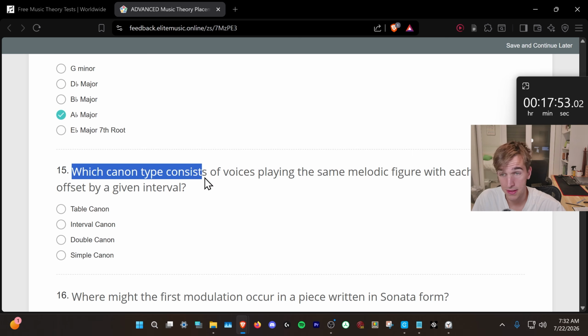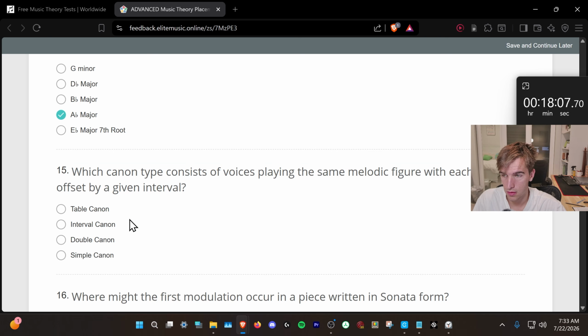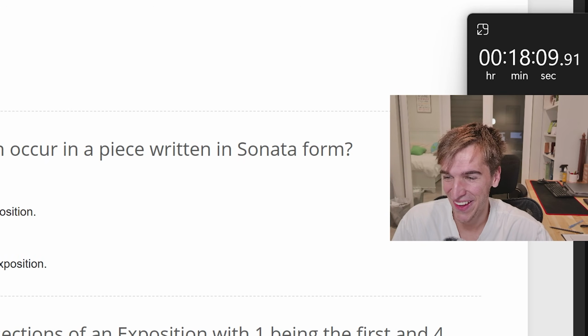Which canon type consists of voices playing the same melodic figure with each entrance offset by a given interval? I'm just gonna put interval canon, okay.